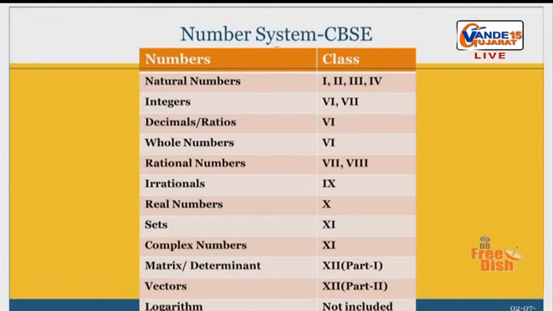Irrational numbers are taught in class 9, so at the age of 14. Real numbers are taught in 10. So, 10 plus 5, I am counting 5 because that is the entry level age for us, so 15 years. Complex numbers are in 11, then matrices, determinants, vectors, these are also one sort of group of numbers.